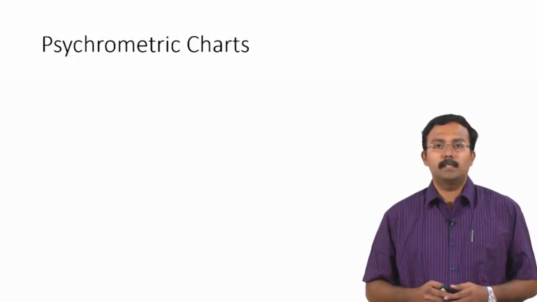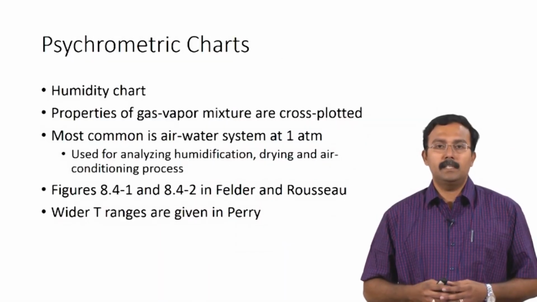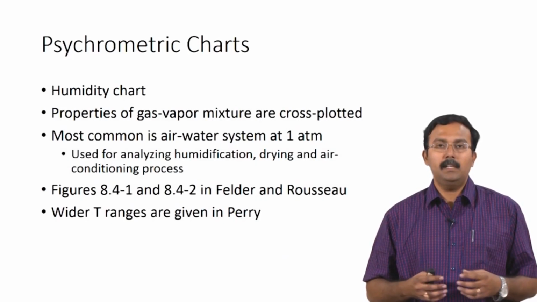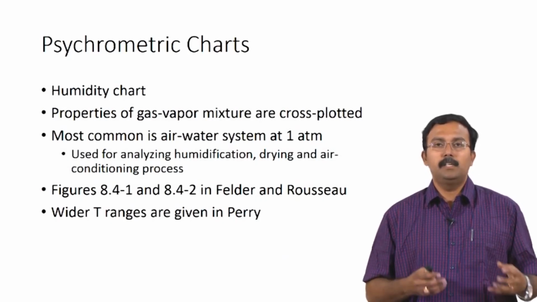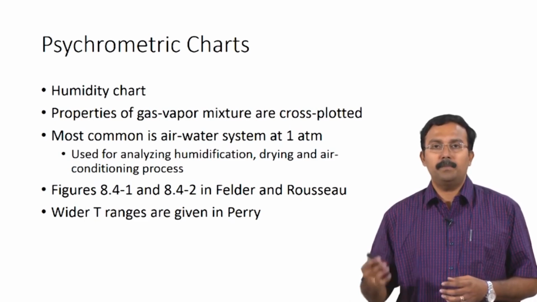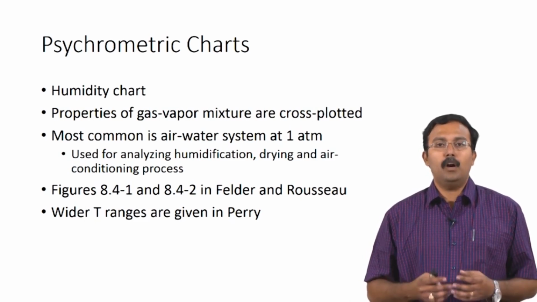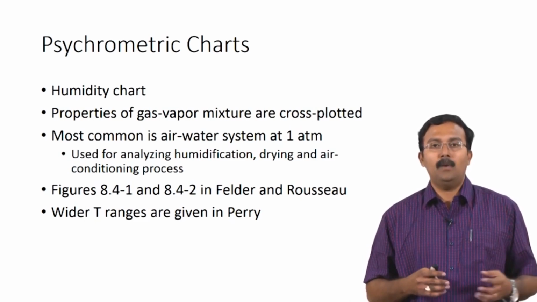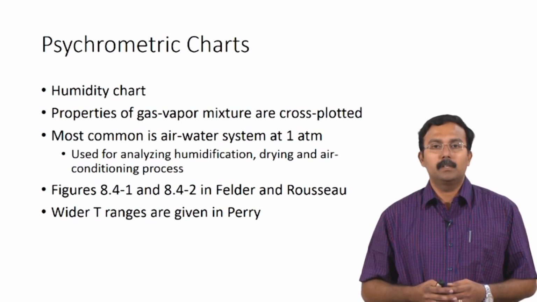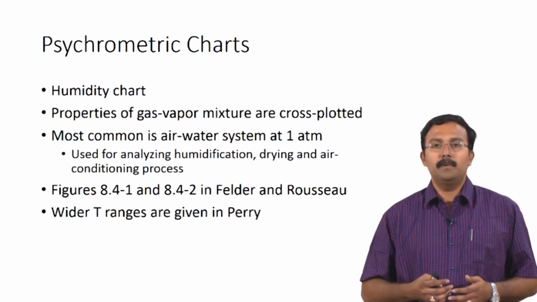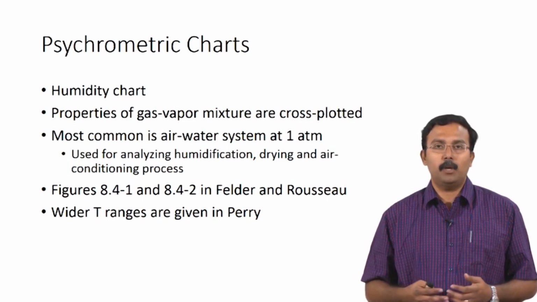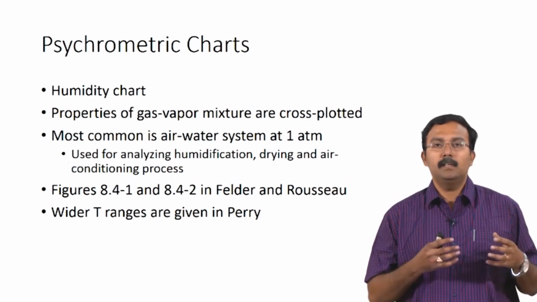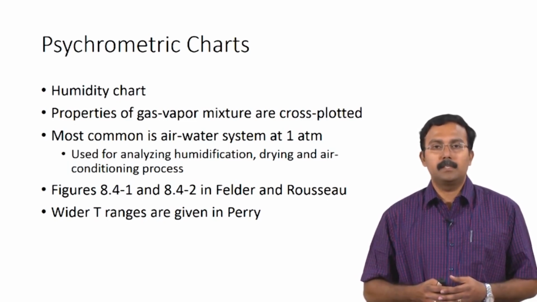What are psychrometric charts? These are also called humidity charts. So, these are basically cross plotted charts which give us information about gas vapor mixtures. The most common one used is the air water system at 1 atmosphere. This is used for analyzing humidification, drying, and air conditioning processes, which are common in chemical and biochemical industries.